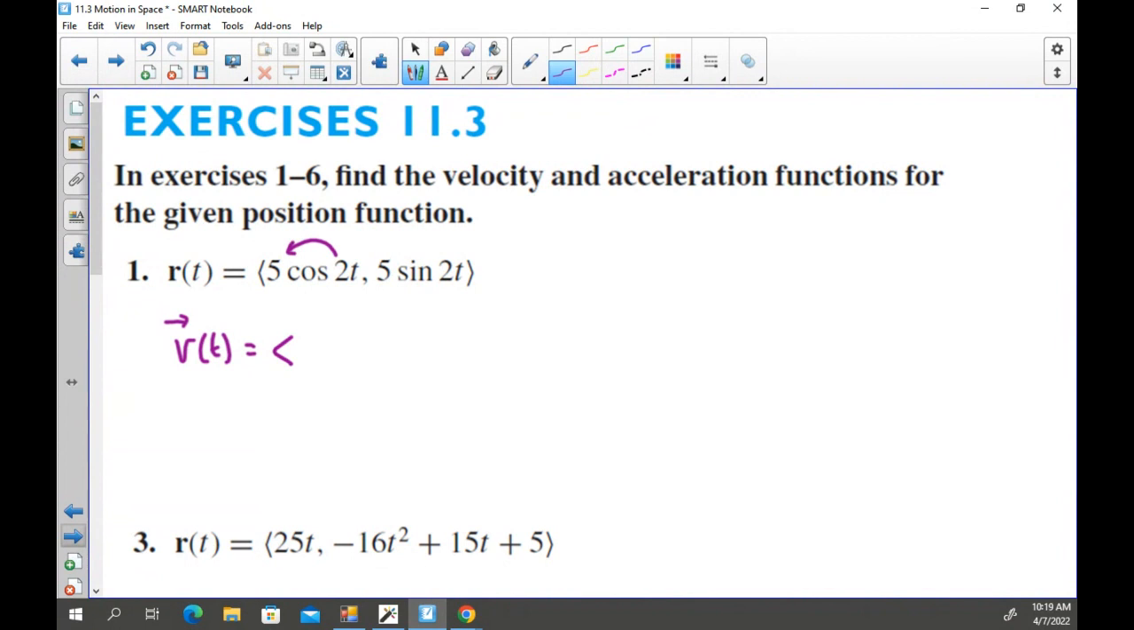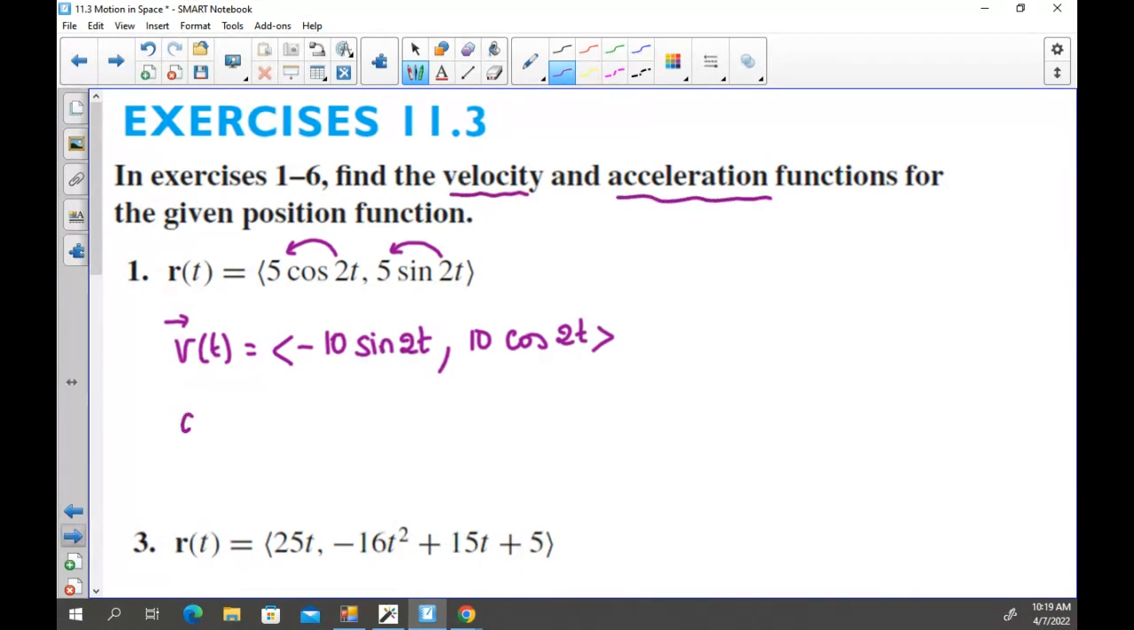Yeah, the 2, remember, comes up, so it will become 10, but the derivative of cosine is minus sine. So in the end, it will be minus 10 sine 2t. And the same thing, the 2 comes out. 10, the derivative of sine is cosine, like this. So that is the velocity.